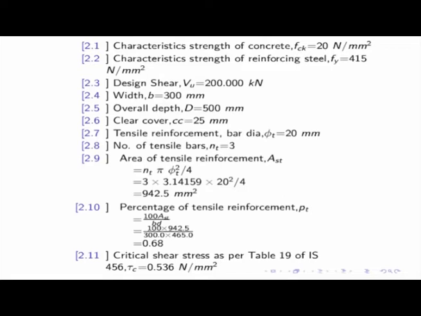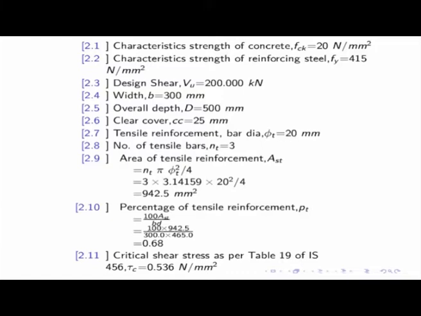First we check the beam, we find out the depth of the beam using flexure, using bending moment, and then we go for shear check. And if shear reinforcement or stirrup is required, that also we provide. So design shear Vu 200 kilonewton, width b 300 millimeter, overall depth D 500 millimeter, clear cover 25 millimeter. So these are the information.